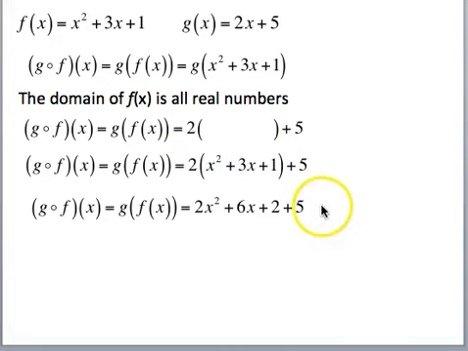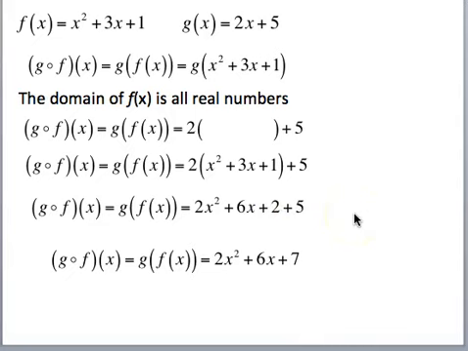Then we add the 5 on the back end, and then 2 plus 5 is 7, so that we get g of f of x is 2x squared plus 6x plus 7. Notice g of f of x is not the same as f of g of x. Composition of functions is not commutative.